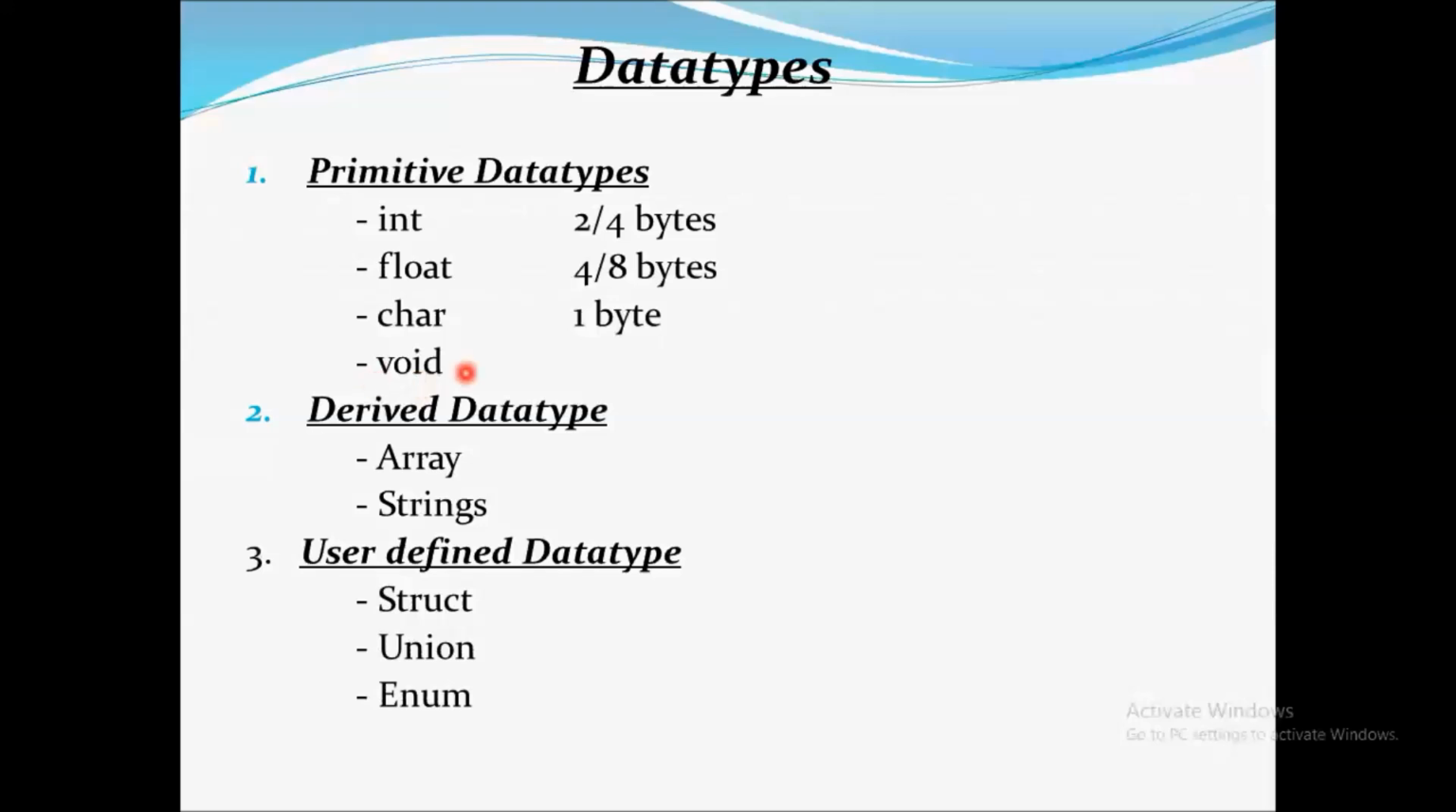So when you want to be specific to say that your program is going to return nothing, at that time you have to use void as a data type.